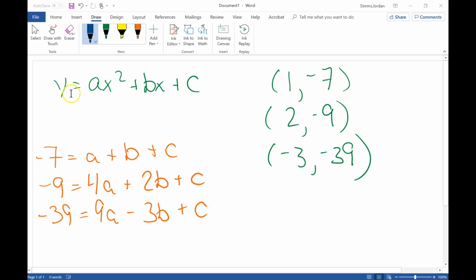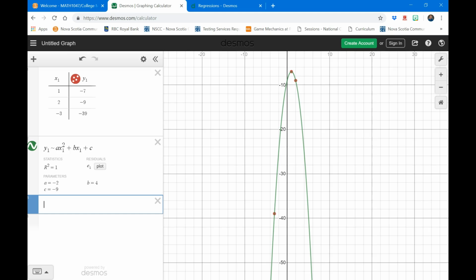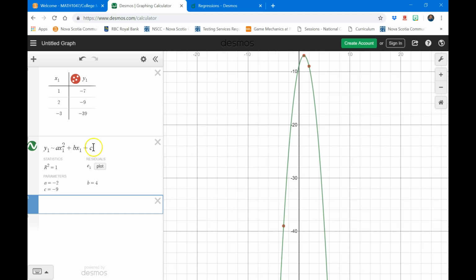So here's what we got so far. We have this equation right here, ax squared plus bx plus c. We have three ordered pairs, which are basically 3 points, and we have to do math and figure out what's going on here, right? Before we do that, just a bit of geekery.